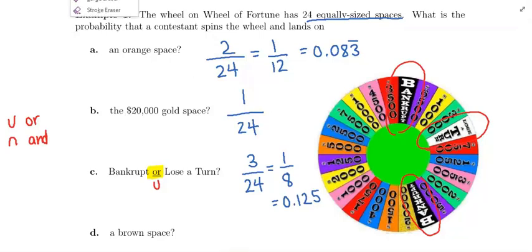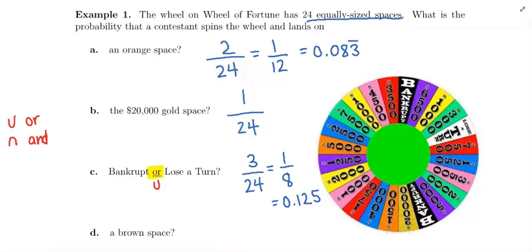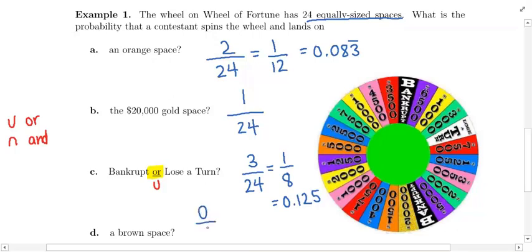All right, finally, let's look at part D. What's the probability of landing on a brown space? When I look at this wheel, I see lots of different colors, but I don't see brown. Remember, this one is orange, this one is gold, but there isn't any brown. So 0 spots meet that criteria out of the 24 total. 0 divided by 24 is 0. This is an example of an event that cannot occur. There is no brown spot on the wheel, so it's not possible for the contestant to spin the wheel and land on a brown space. So this event has probability 0.